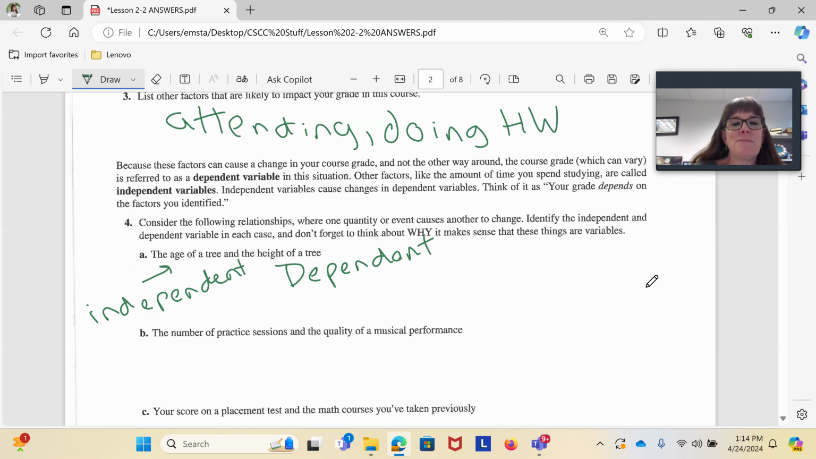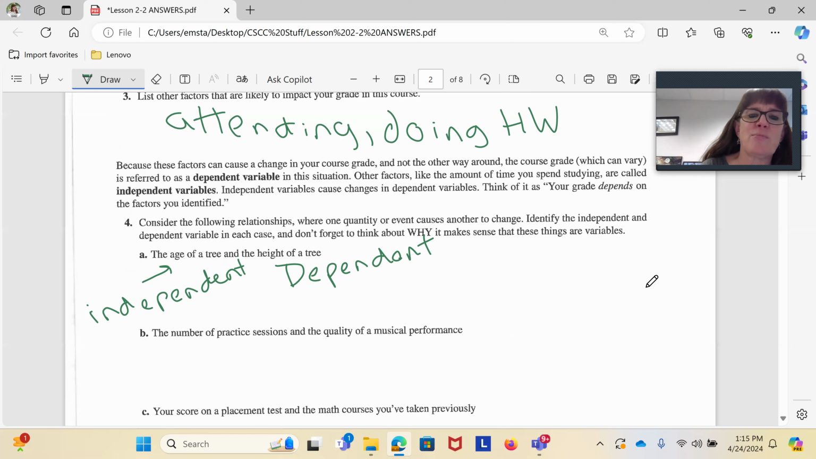Let's take a look at B. The number of practice sessions and the quality of a musical performance. So again, let's read that in both directions and see which one makes more sense. Does the number of practice sessions depend on the quality of the musical performance? Or does the musical performance depend on the number of practice sessions? Generally, the second one makes more sense.